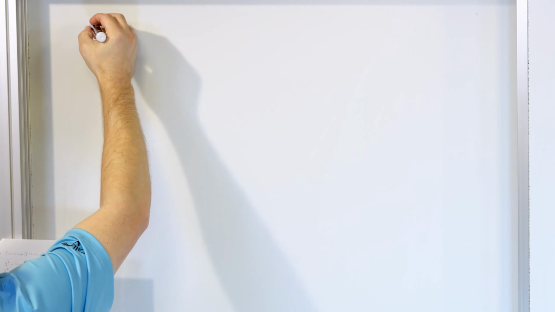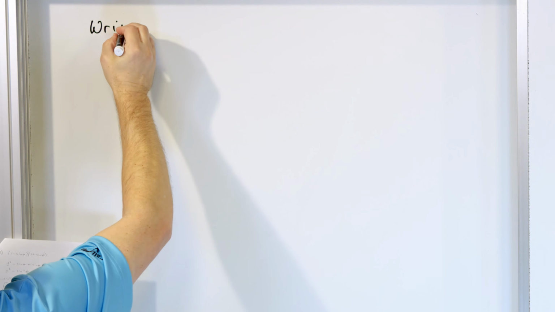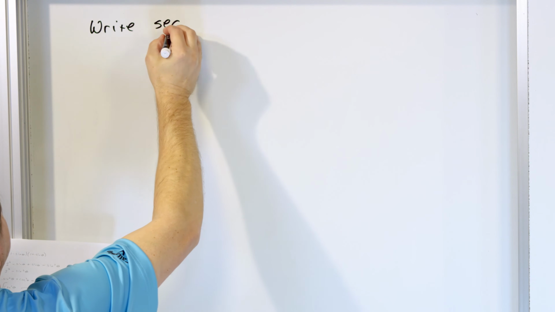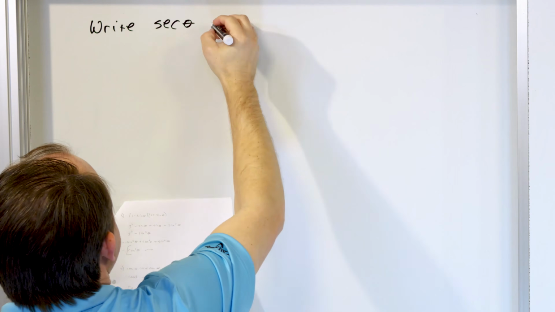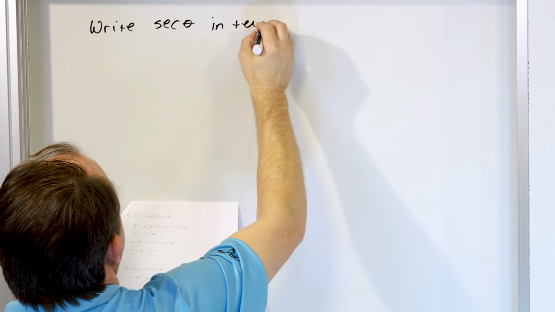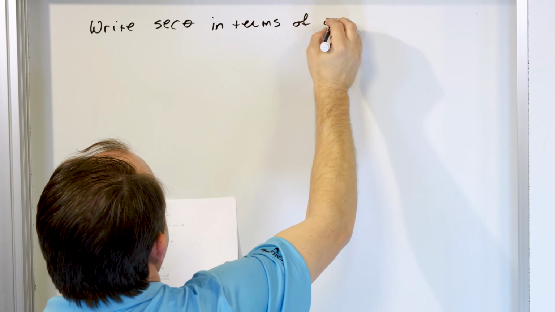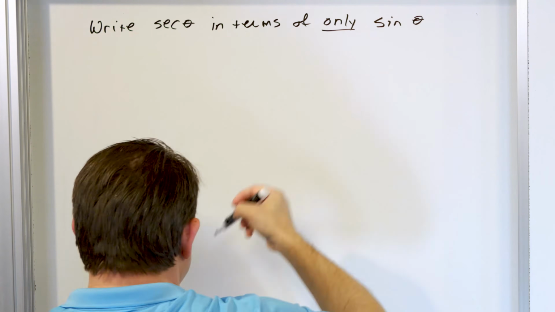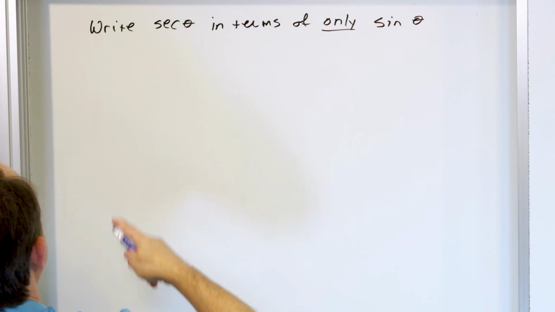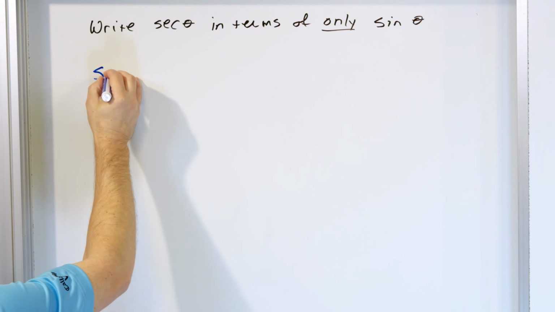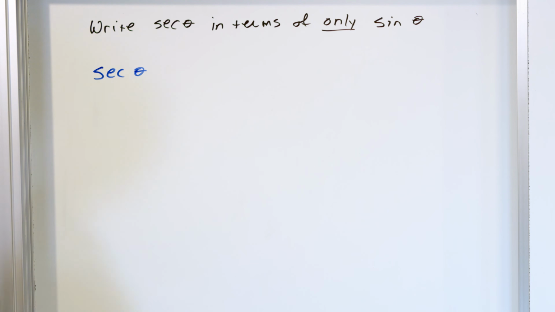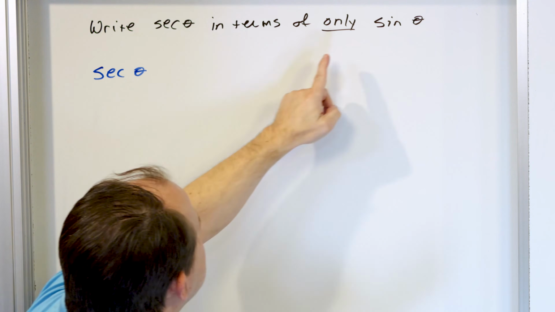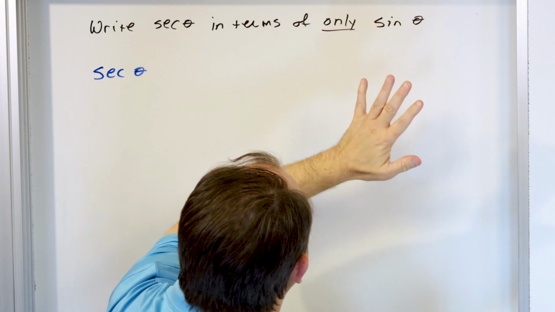What I want to do is I want you to write the function secant of theta in terms of only, and I'm going to underline the word only, sine of theta. So in other words, on the first line of the solution, we're going to write secant of theta. And I want to write secant of theta in terms of sine of theta, but only sine of theta.